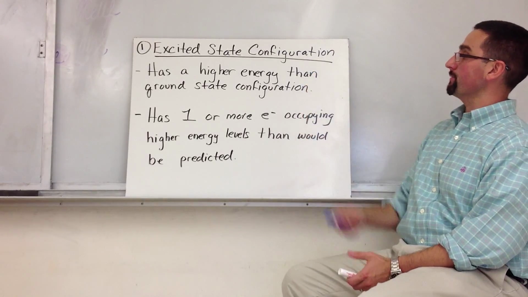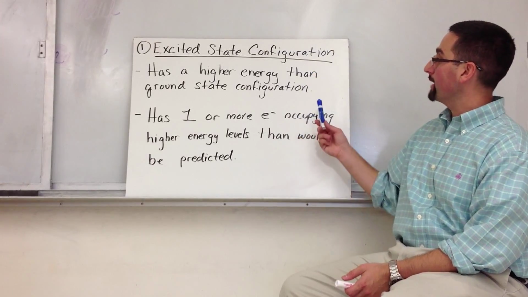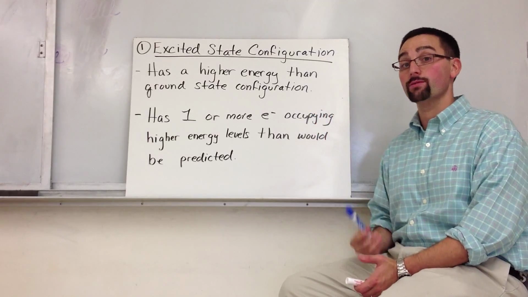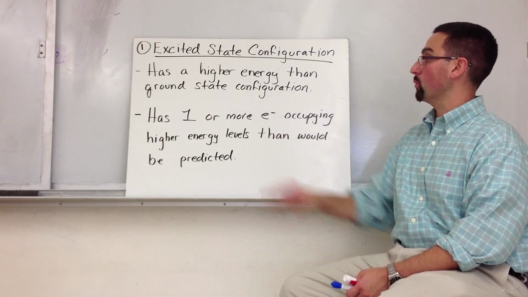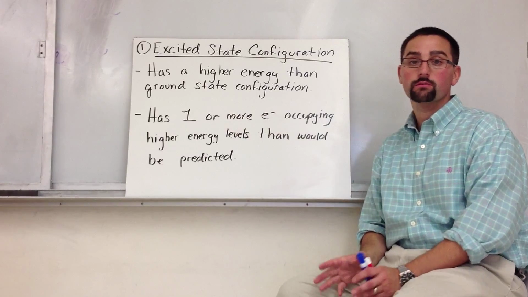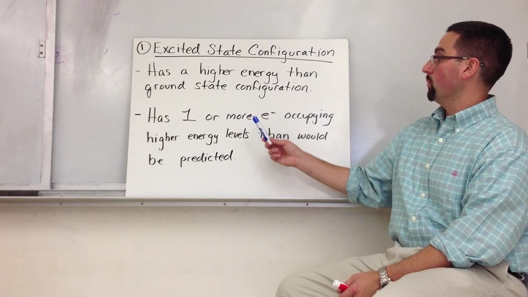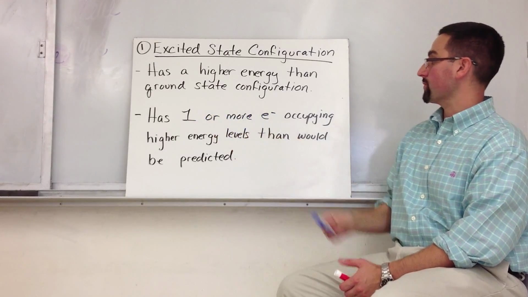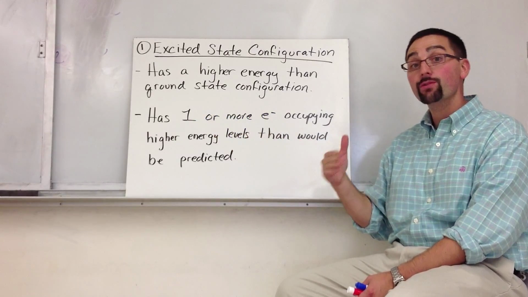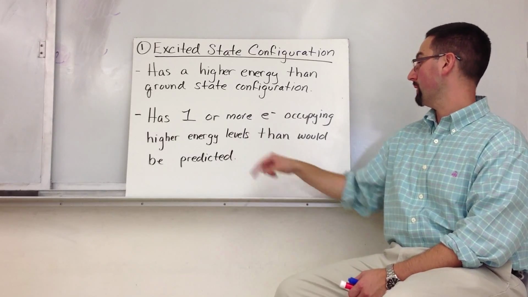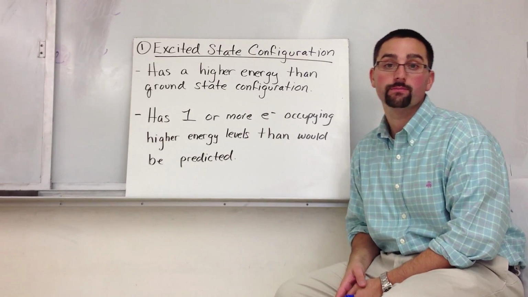So an excited state configuration has a higher energy than what's called the ground state configuration, when the electrons are at rest, so to speak. When they have one or more electrons occupying higher than normal energy levels than would be predicted.